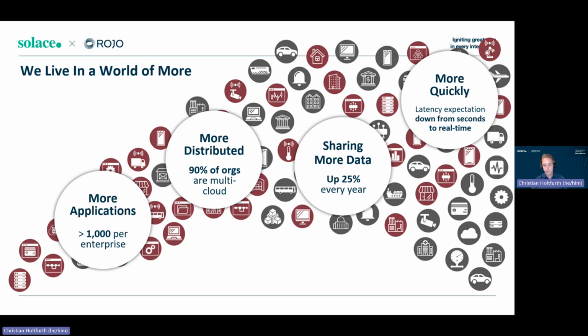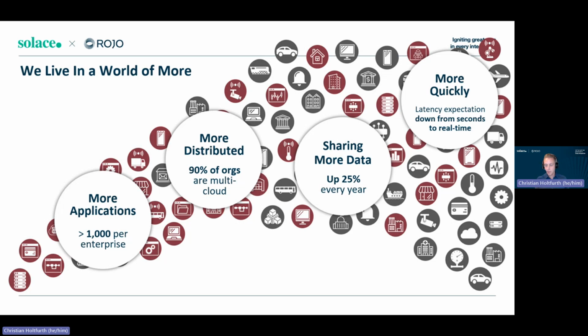The context for event-driven architecture becoming so popular is really that we live in a world of more. A lot of businesses are facing these challenges that you see here. They have more and more applications that need to communicate with each other. These applications are more and more distributed, so we're talking about multi-cloud, hybrid cloud, and even edge. And at the same time, the data that these applications are producing is going up by 25% every year.